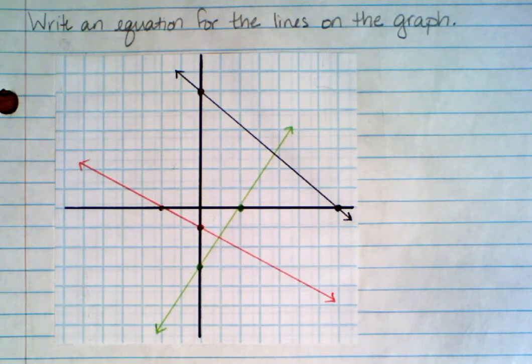So now I know what the m is. Then I look at my y-intercept. In this particular case, the y-intercept, where the green line crosses the y-axis, is at -3. So the equation of that line then would be y equals 3/2 x plus -3, or minus 3 is perfectly fine as well. Let's look at the red line.